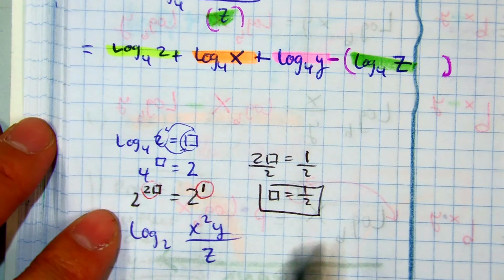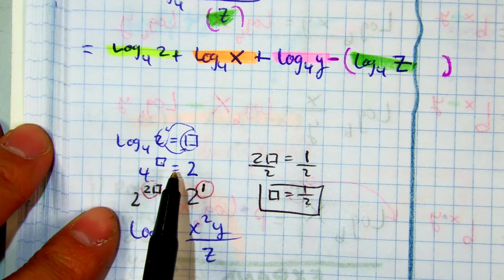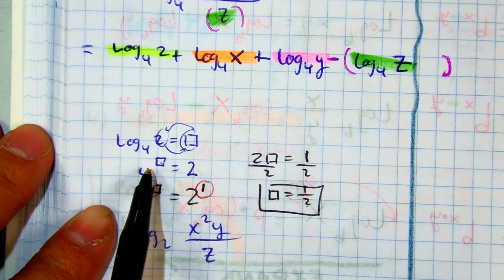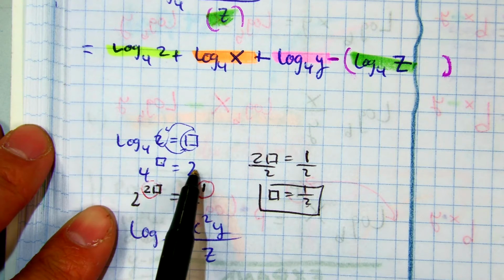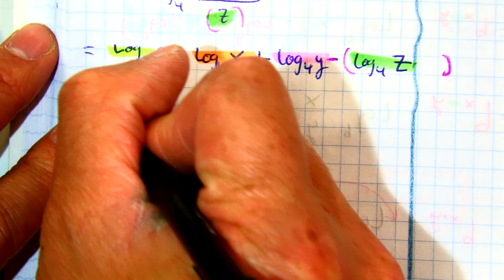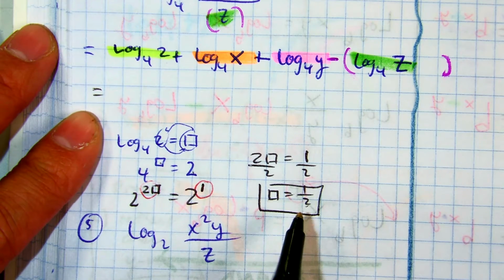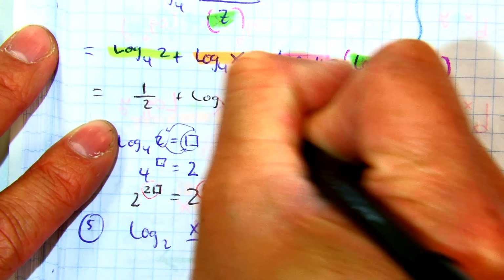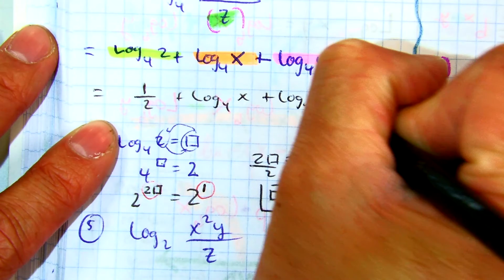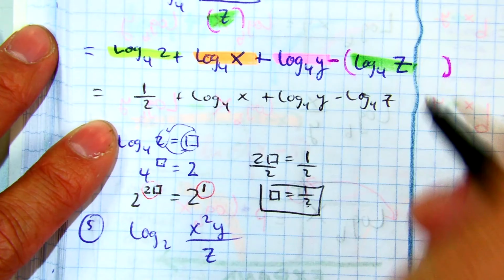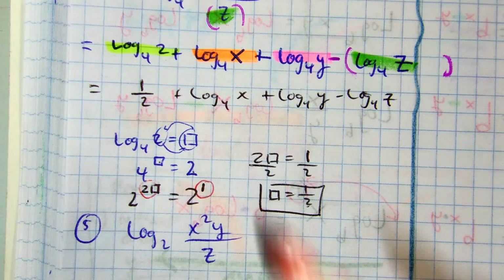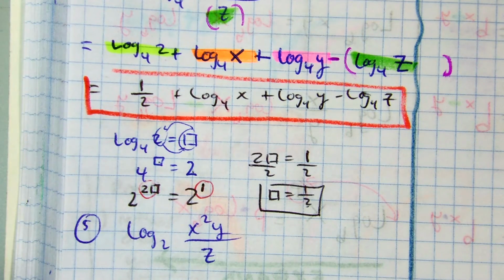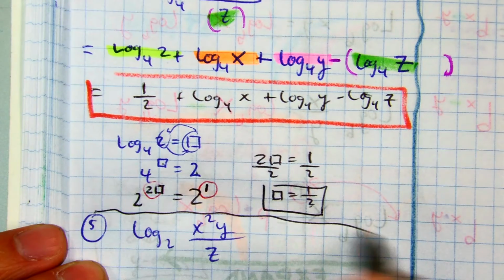Right? That makes sense. 4 to the 1/2 power equals 2 because 1/2 is what? The square root. So the square root of 4 is 2. So all of the yellow becomes 1/2. So 1/2 plus log base 4 of x plus log base 4 of y minus log base 4 of z. That's our answer. That one we just had to do a little bit more work of simplifying.